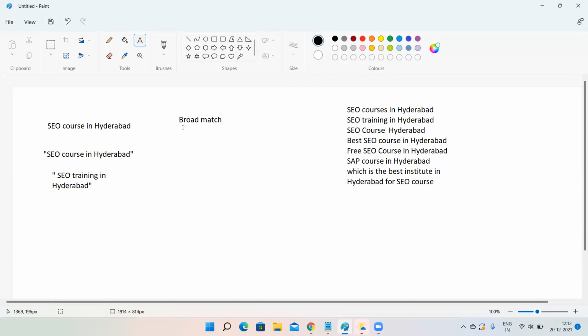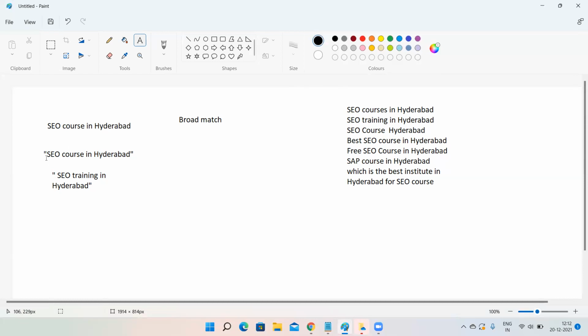SEO course in Hyderabad. This is the thing I have given, and they have also written that particular thing. But the only difference is they have added something before, or they can add something after also. No problem. They can add before or after, but do not disturb the pattern. When they did not disturb the pattern, your advertisement will appear.